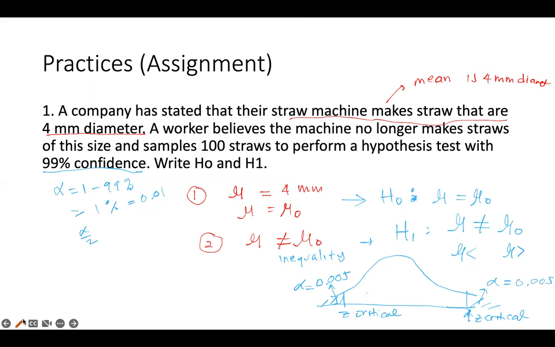And after that, this practice is not complete, but you have your n, so you have the n of 100. So maybe from this one you can get the mean of the diameter from the 100. Then you can calculate your Z, and check whether your Z is in the area of rejection or in the area of non-rejection. All right, so hopefully this is quite similar to the previous one.